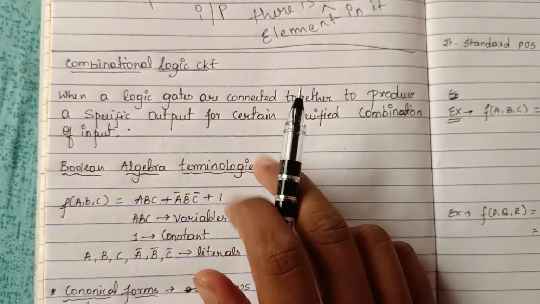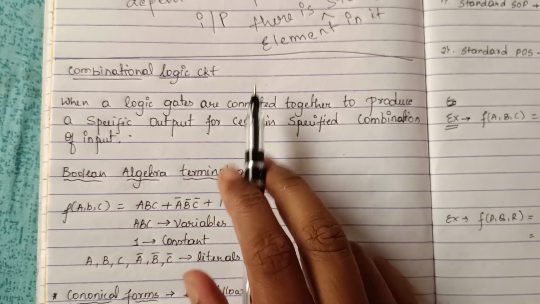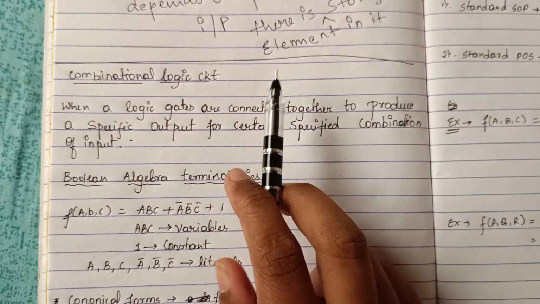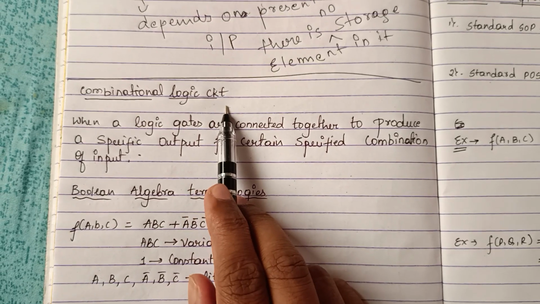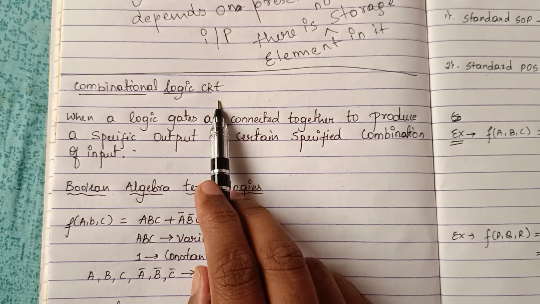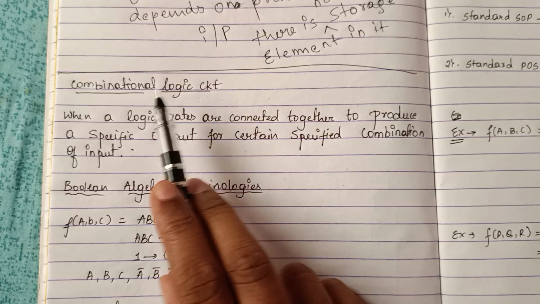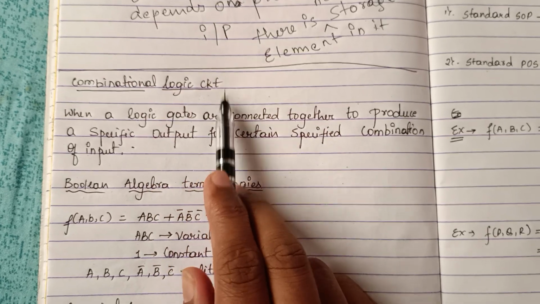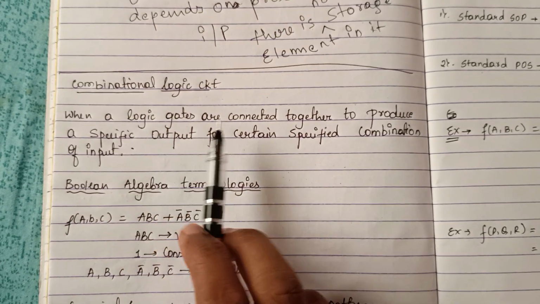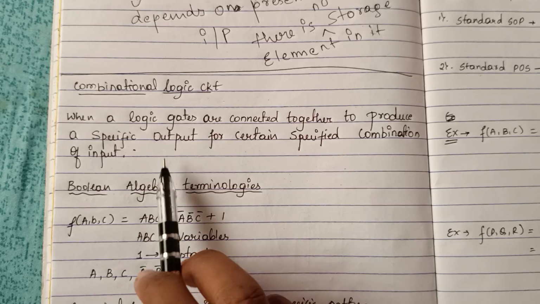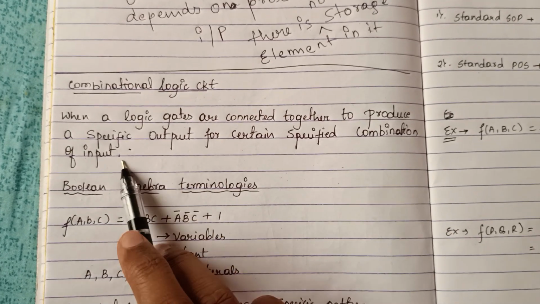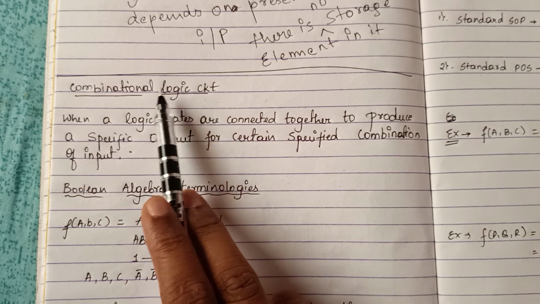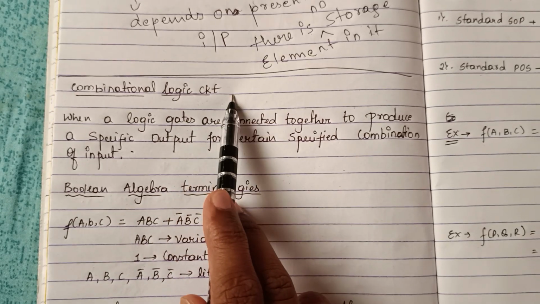I already said I'm going to make videos on digital circuits. So the topic which I first took is known as combinational logic circuit. First of all, we see the definition. Let us define this first. What is meant by combinational logic circuit? When logic gates are connected together to produce a specific output for a certain specified combination of input, it is known as a combinational logic circuit.